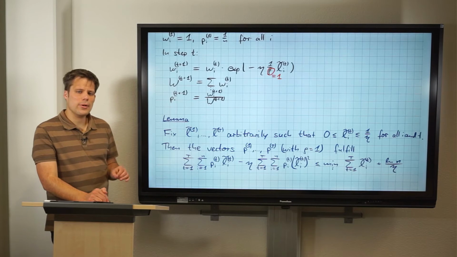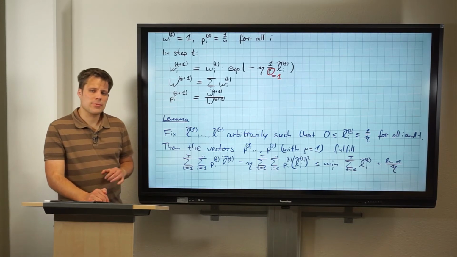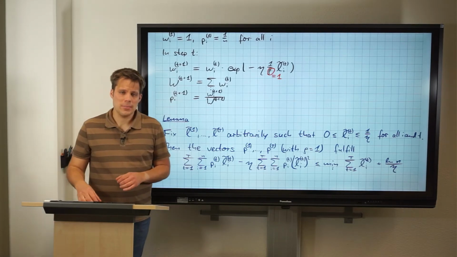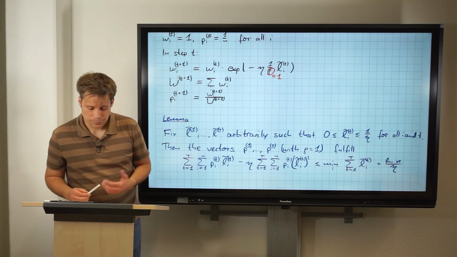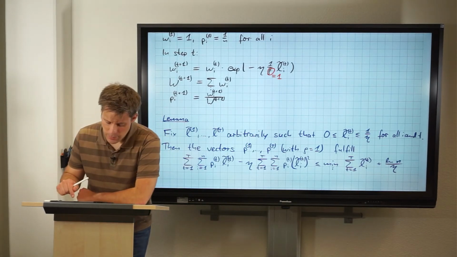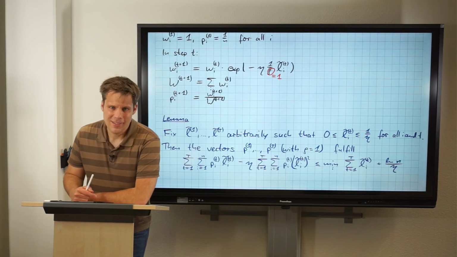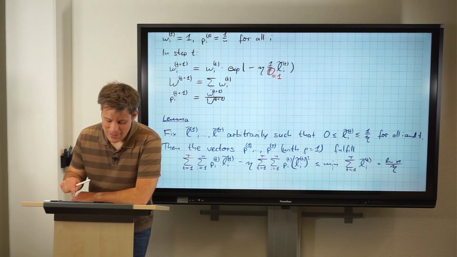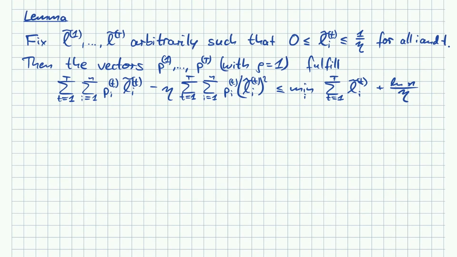Good. Setting all of this aside, this is the kind of bound that we want to prove, and we prove it more or less the same way as we proved the bound for the multiplicative weights algorithm. And by that I mean the original bound for the multiplicative weights algorithm. Namely, how do we do this?